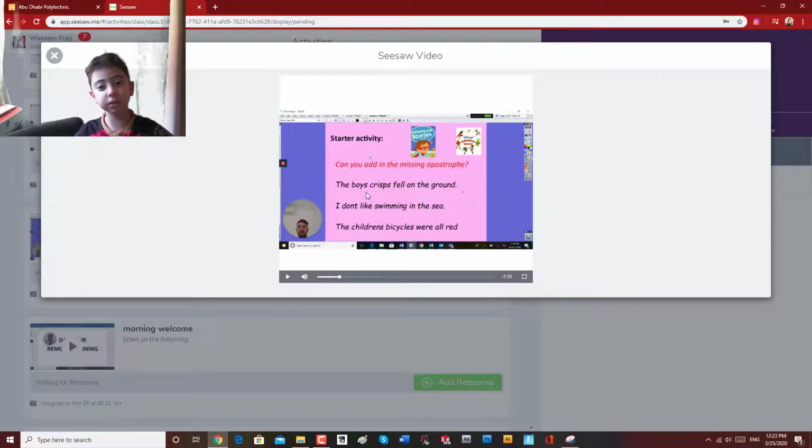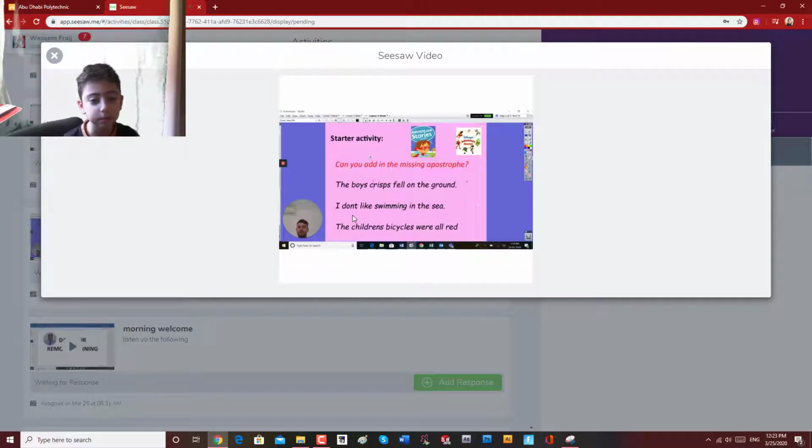So in this sentence, the boy's has an apostrophe, don't has an apostrophe, and children's has an apostrophe. Now you can choose to record this in any way you want to. You could note it down on a piece of paper or in your workbooks or on a whiteboard if you have at home. That's totally up to you. So add in the missing apostrophes. You can pause the video now and we'll check them over together in a sec. Okay, off we go.